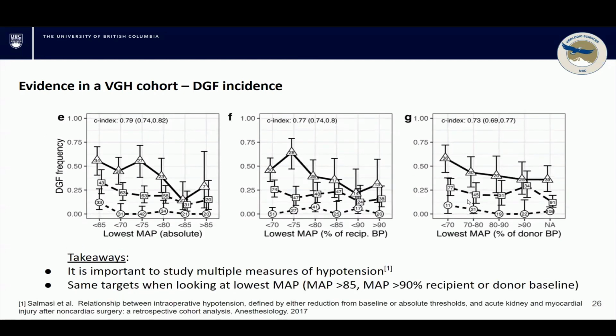Also, instead of looking at only the mean MAP post-anastomosis, we also repeated the analysis with taking the lowest MAP recorded post-anastomosis to investigate multiple measures of hypotension. Again, the general trends we're seeing are preserved, and there's not too much of a difference using mean MAP or lowest MAP.